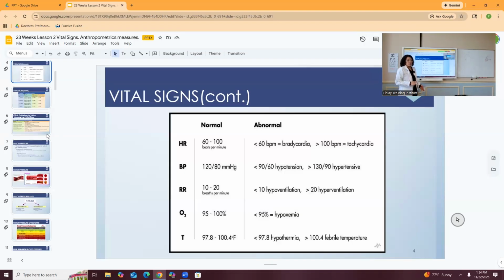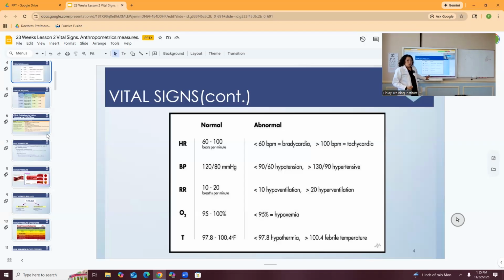We talk about the saturation of oxygen as being included part of the vital signs, even if it's not telling us that the patient is alive. It's just telling us how effective the respiration is. So the normal is going to go from 95 to 100. Less than 95 is hypoxemia. Hypo means less. Oxemia means oxygen.